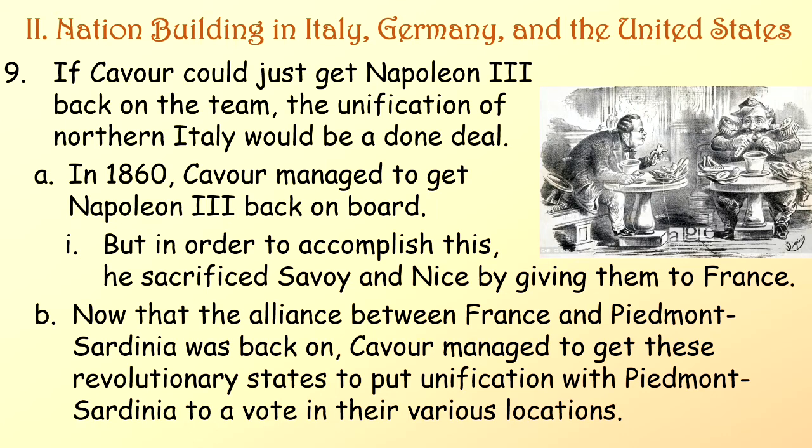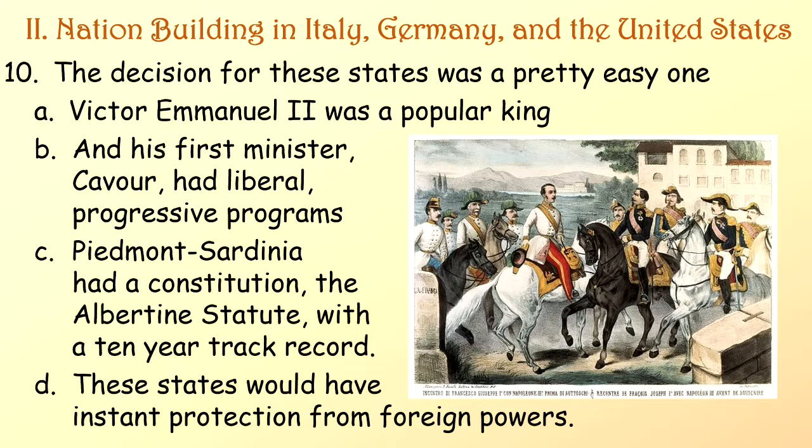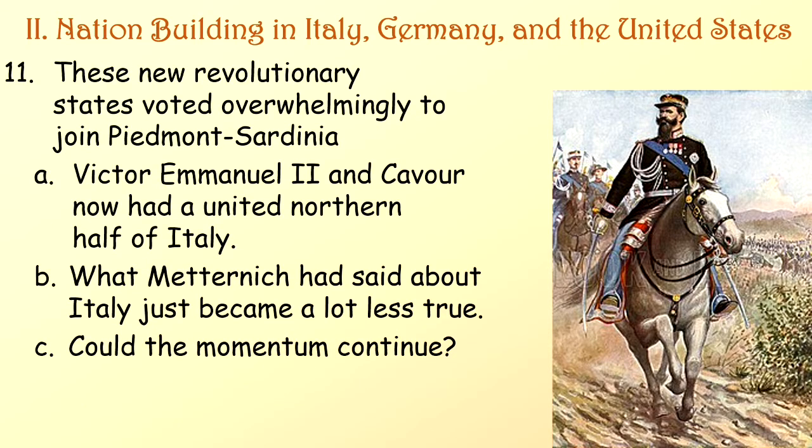Now that the alliance between France and Piedmont-Sardinia was back on, Cavour managed to get these revolutionary states to put unification with Piedmont-Sardinia to a vote in their various locations. The decision for these states was a pretty easy one. Victor Emmanuel II was a popular king, and his first minister, Cavour, had liberal progressive programs. Also, Piedmont-Sardinia already had a constitution, the Albertine Statute, with a 10-year track record, and these states would have instant protection from foreign powers. These new revolutionary states voted overwhelmingly to join Piedmont-Sardinia.